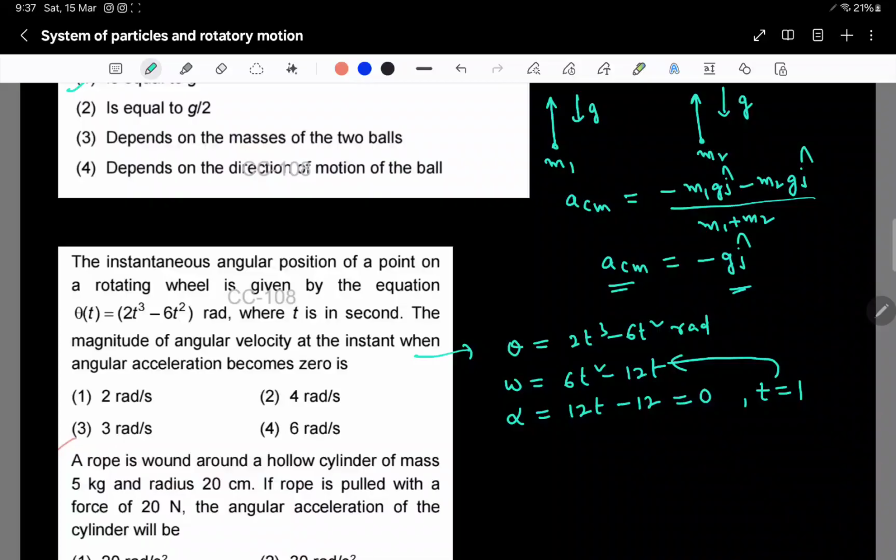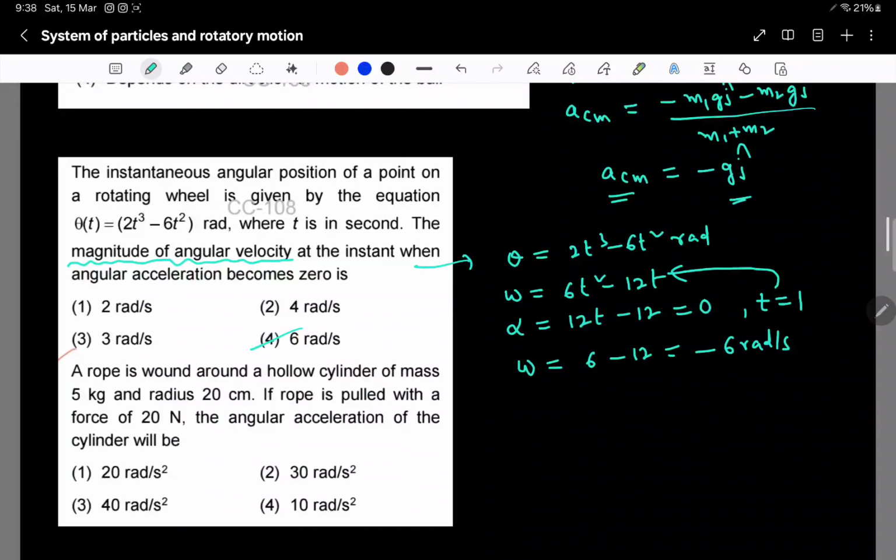So angular velocity when angular acceleration equals 0, t equal to 1, substitute here. Angular velocity is 6 into 1 minus 12 into 1. So 6 minus 12 is minus 6 radians per second. But here the magnitude of angular velocity is asked, so plus 6 radians per second, fourth option. Clear, students? See differentiation, integration, how important in physics.